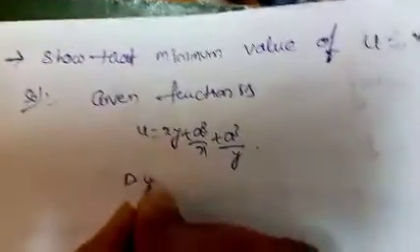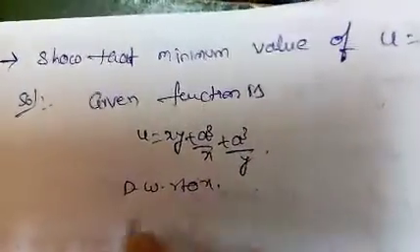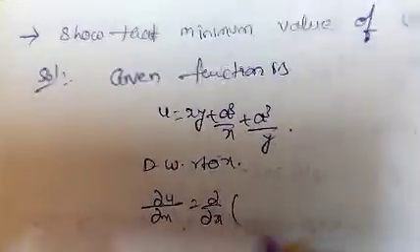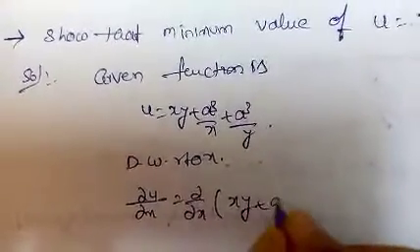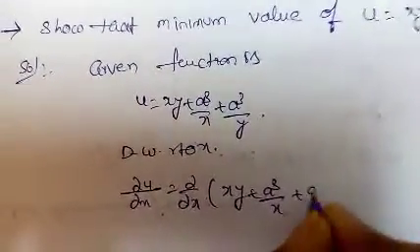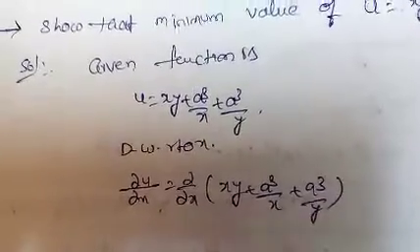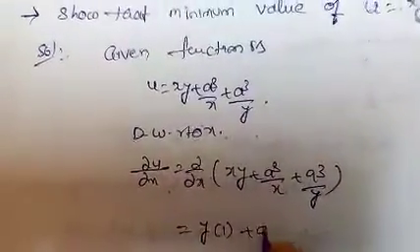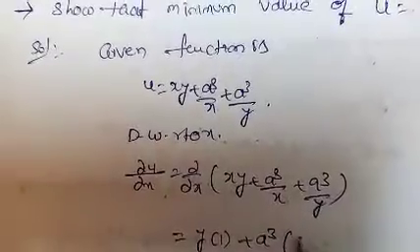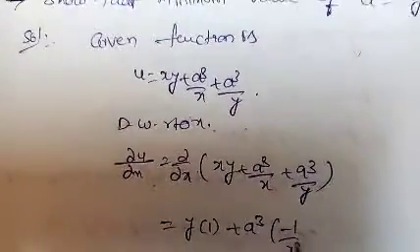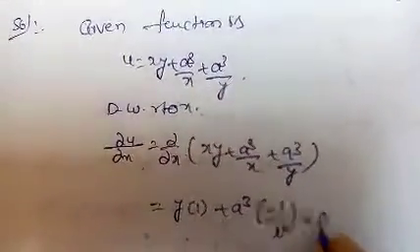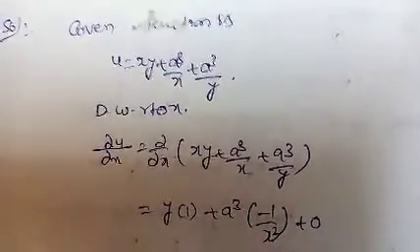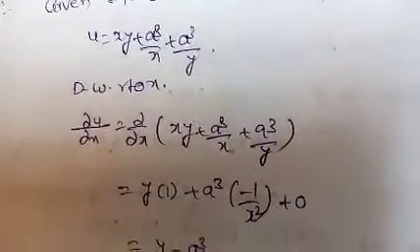So now differentiating with respect to x. Then dou u by dou x equal to dou by dou x of xy plus a cube by x plus a cube by y. So then y into the derivative of x is 1, plus a cube into the derivative of 1 by x is minus 1 by x square, and here 0. So then y minus a cube by x square. So this is the value.